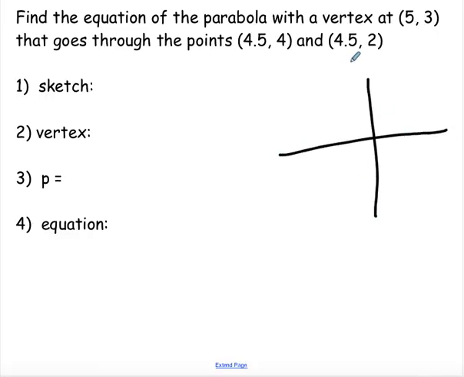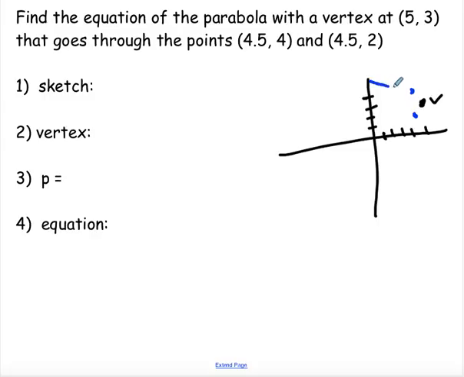Okay, this time we're given a vertex at (5, 3). And then we're told that the parabola goes through the points (4.5, 4) and (4.5, 2). Something like that. So that's going to help us indicate which way this thing is opening.